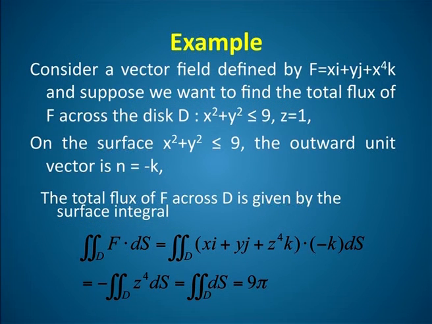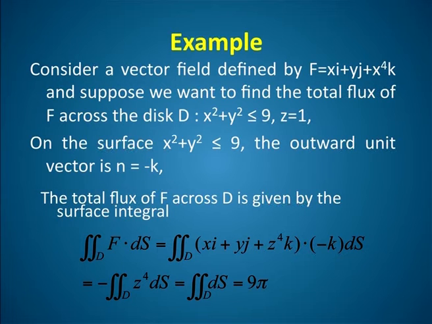For example, consider a vector field defined by f is equal to x i plus y j plus z to the power 4 k, and suppose we want to find the total flux of f across the disk D under the circle x square plus y square less than or equal to 9 at the plane z is equal to 1. On this surface in the plane z is equal to 1, the outward unit vector is in the negative direction of z, that is minus k cap.